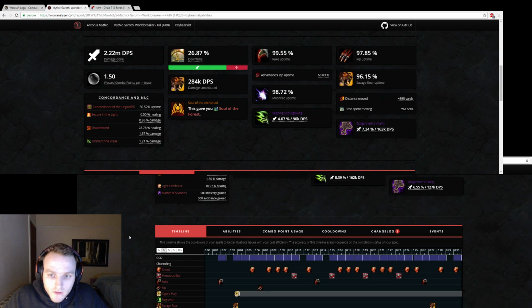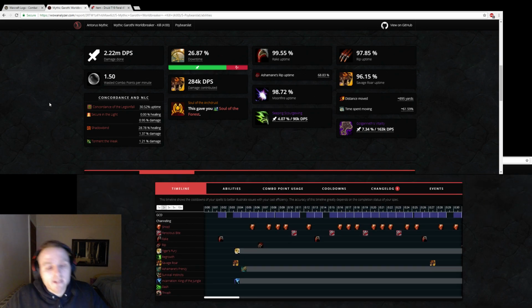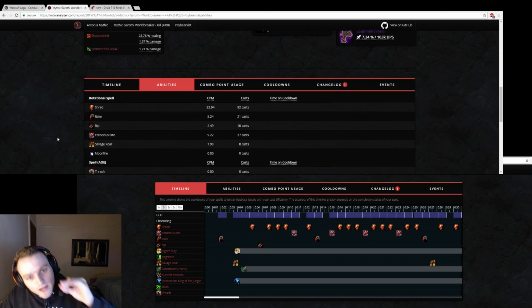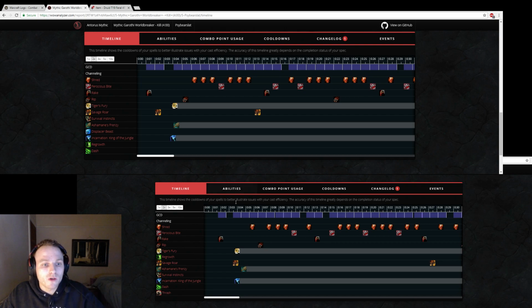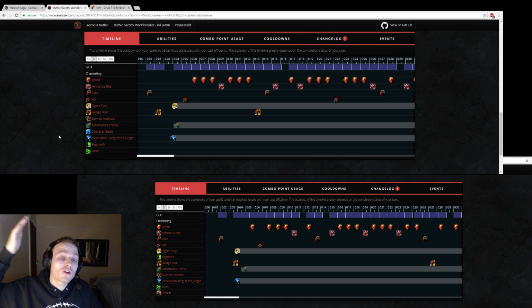So if we keep on scrolling down, this is the meaty stuff. This is the juicy stuff. This is what you came to WoWAnalyzer for. This is what you really want to be looking at. And this is where you can weigh up your start rotation, what was happening throughout the fight, and where your cooldowns come back up, namely Incarnation. That's where you want to be measuring your start rotation, and Incarnation when it comes back up again.